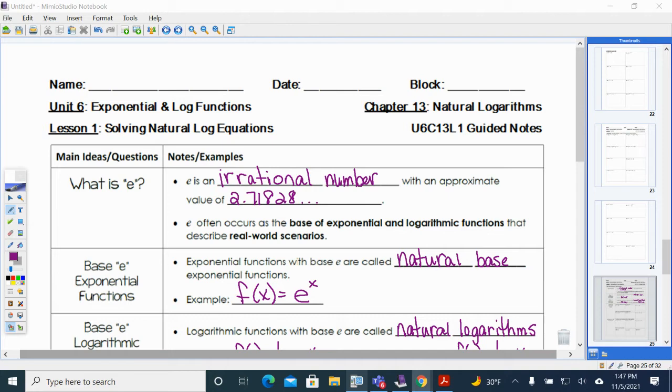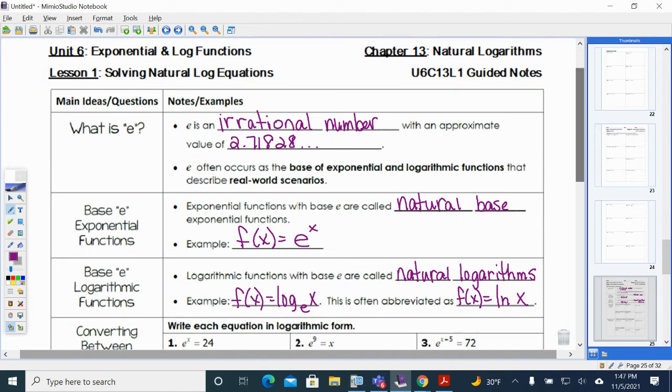E often occurs as the base of exponential and logarithmic functions that describe real-world scenarios. All of the rules and properties and methods that we learned in the last chapter are also going to apply to these natural logs. Base e exponential functions. So exponential functions with a base e are called natural base exponential functions. So an example here is f of x is equal to e to the x, where the base on the exponent is an e. That's the natural base exponential function.